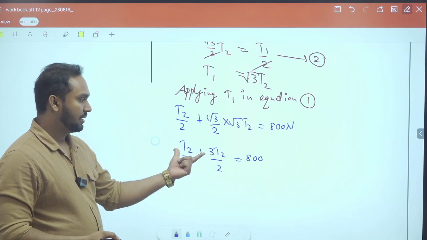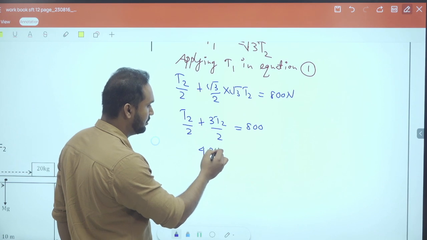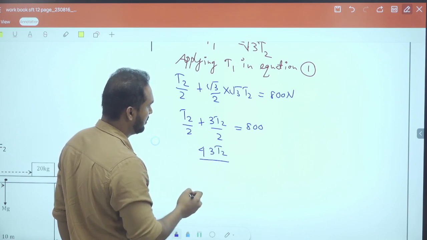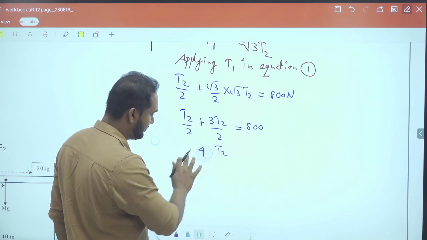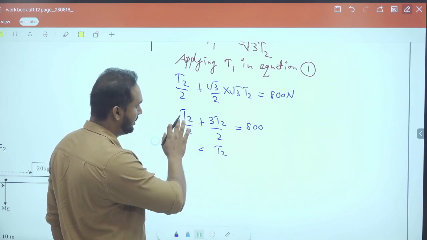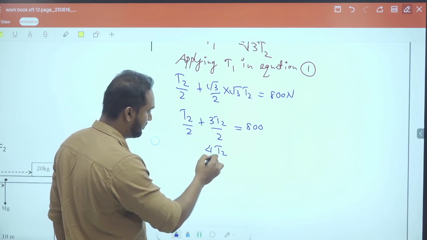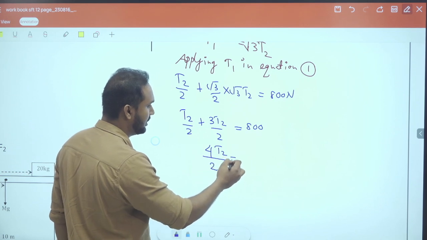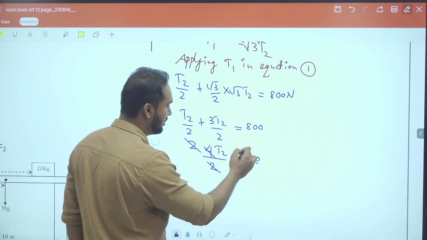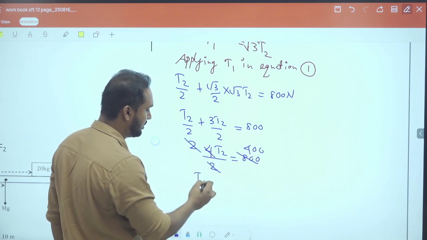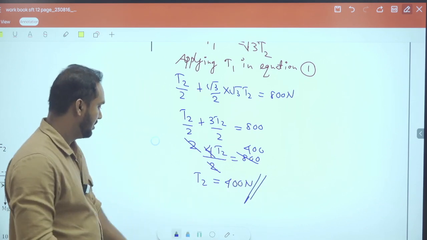Now we can add these two together, right? So that becomes 4T2. I'm sorry, 4T2, even I was confused. Because T2 plus 3T2 equals 4T2, right? It's 4T2 over 2 equals 800. Cancels out 2, gives 400, right? So T2 equals how much? 400 newtons.